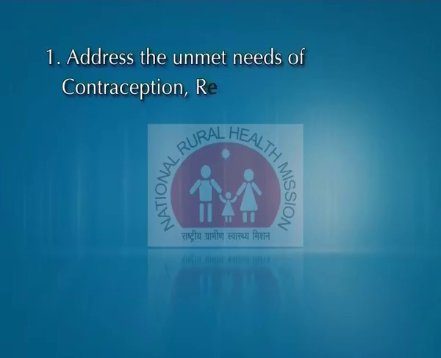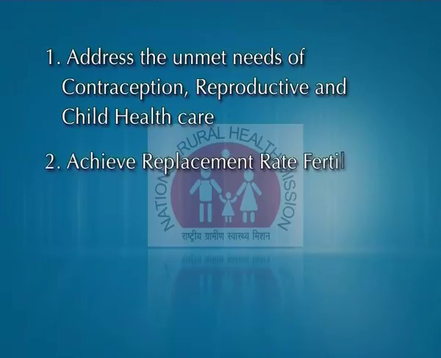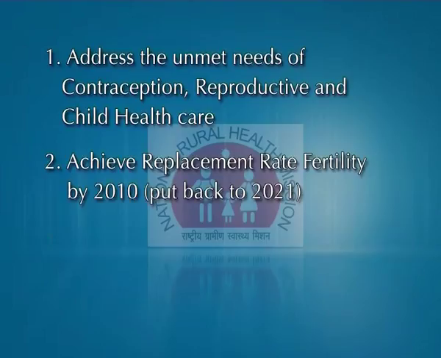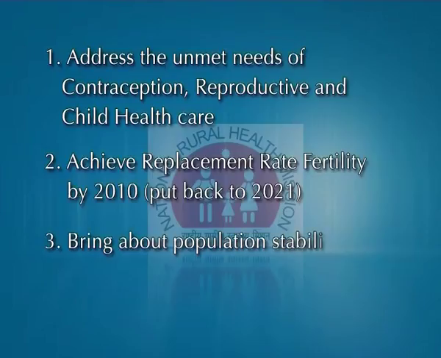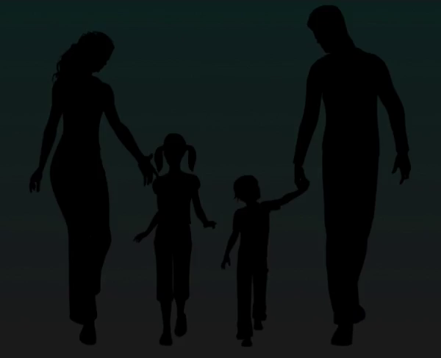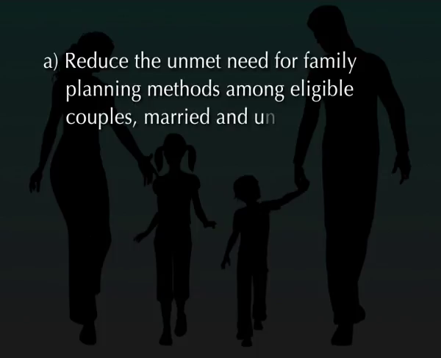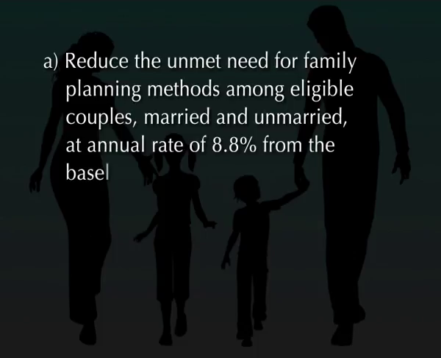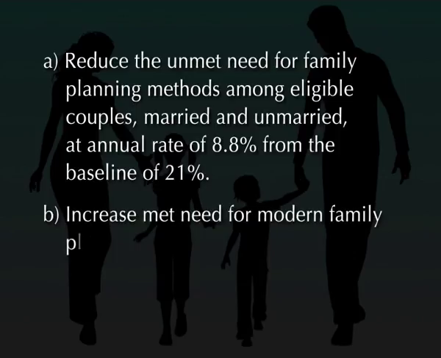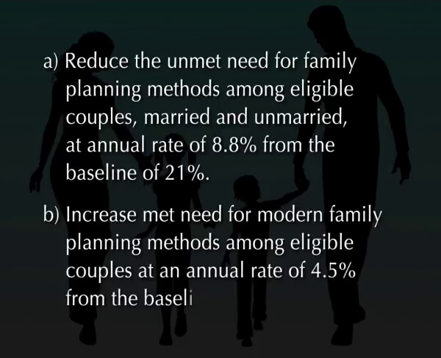Address the unmet needs of contraception, reproductive and child health care. Secondly, achieve replacement rate fertility by 2010, and it has been put back to 2021. Thirdly, bring about population stabilization by 2045, which has been put back to 2026. Further, specific targets in regard to family planning have been set as under: A. Reduce the unmet needs for family planning methods among eligible couples, married and unmarried both, at an annual rate of 8.8% from the baseline of 21%. B. Increase met needs for modern family planning methods among eligible couples at an annual rate of 4.5% from the baseline of as high as 47%.